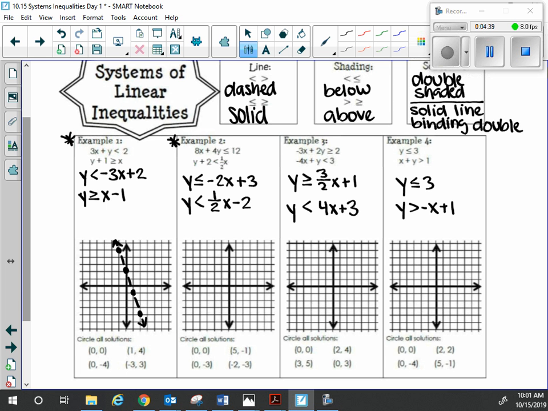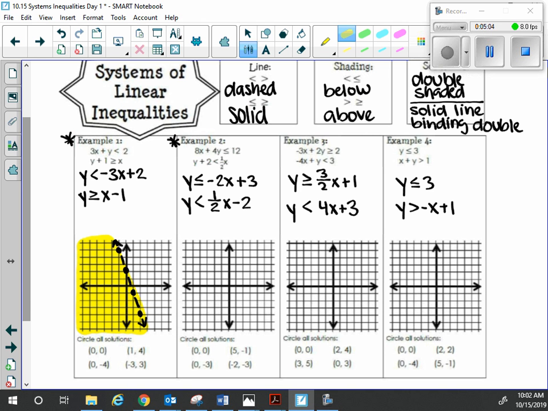Okay, so there's my line. Use your y-intercept. It is shaded below. Is this where you use the different color? Or shade lightly, yeah. Okay. Can I use a colored pencil? Sure.